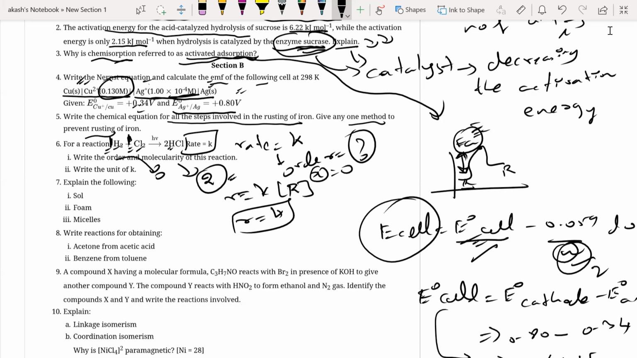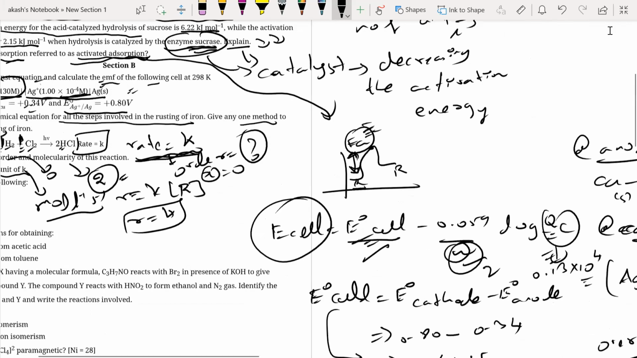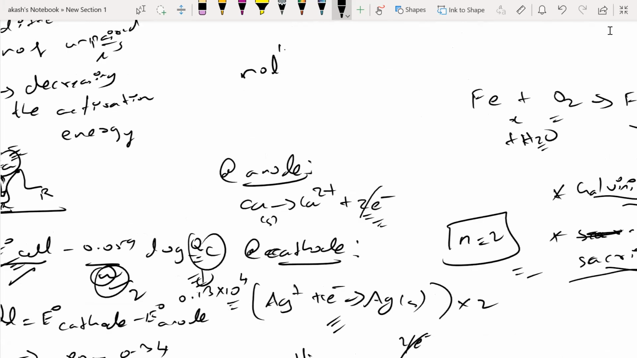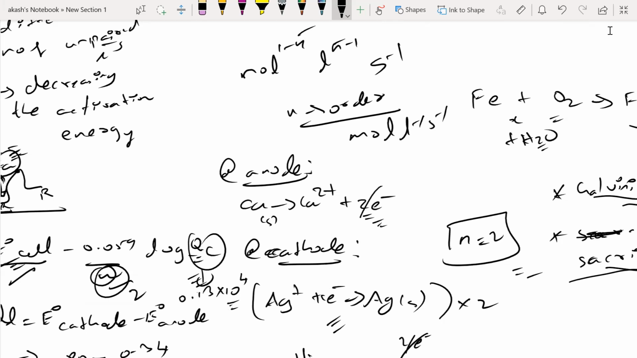All right, fine. What is the unit of K? Now you can easily understand that in this case, rate and K have the same unit. So obviously it is going to be mole per liter per second. That's it, very simple. Or I ask you to remember one trick. If you remember this formula, mole power 1 minus n, liter power n minus 1, per second, where n is the order of the reaction, then put n is equal to 0 and you will get mole per liter per second.